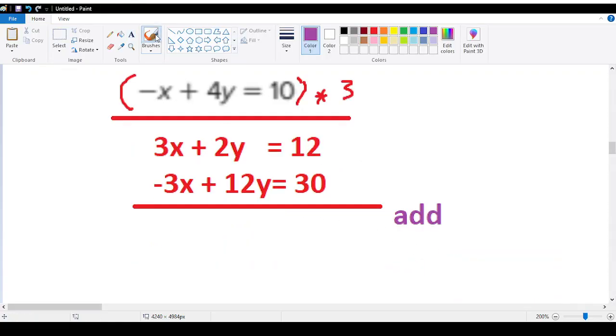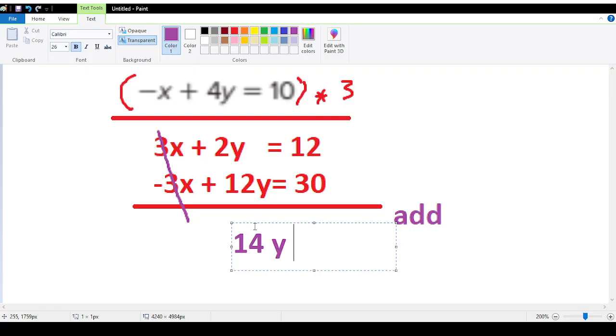Start adding. Minus 3 plus 3, or sorry, 3 minus 3. What will happen? What will happen with the x, Shamsa? They cancel out. Okay. Now 2y plus 12y. How much? 14y. 14y. And 12 plus 30.